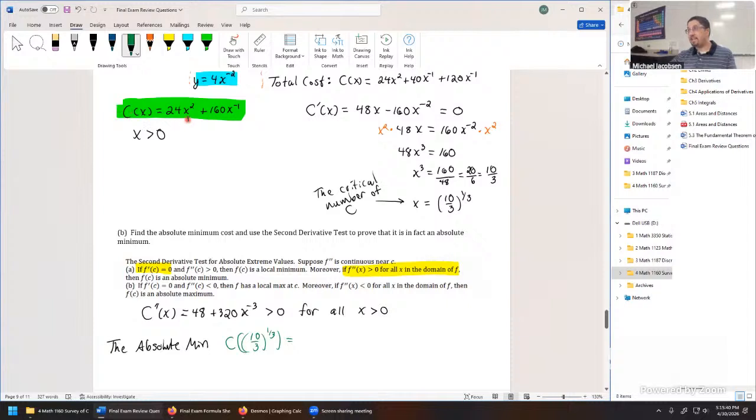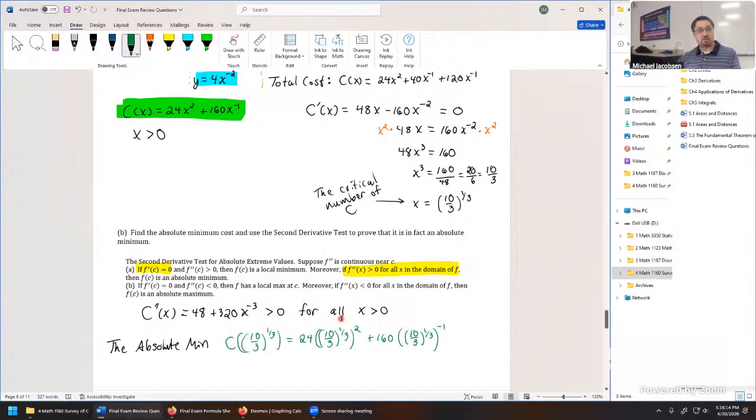It's going back inside the original cost function. So it kind of looks ugly at first, but let's put it in. 24 in place of x, (10/3) to the power 1/3, squared. So I have stacked parentheses on there to indicate it correctly, plus 160 times (10/3) to the power 1/3, to the power of -1. So there it all is. That is our absolute minimum cost.